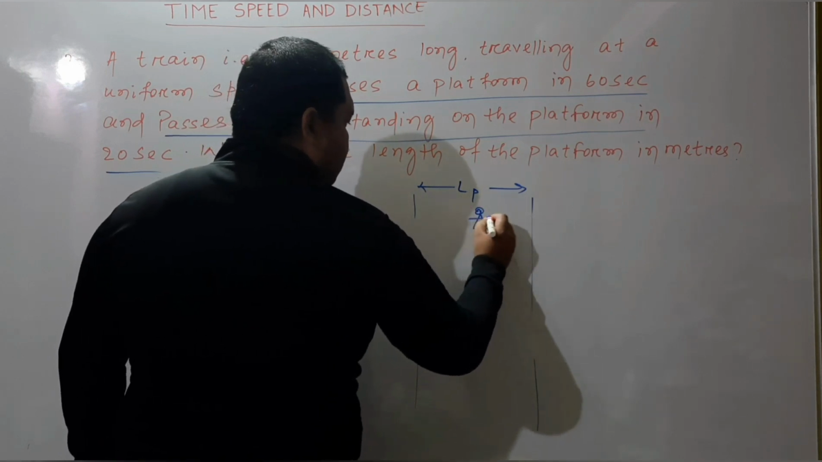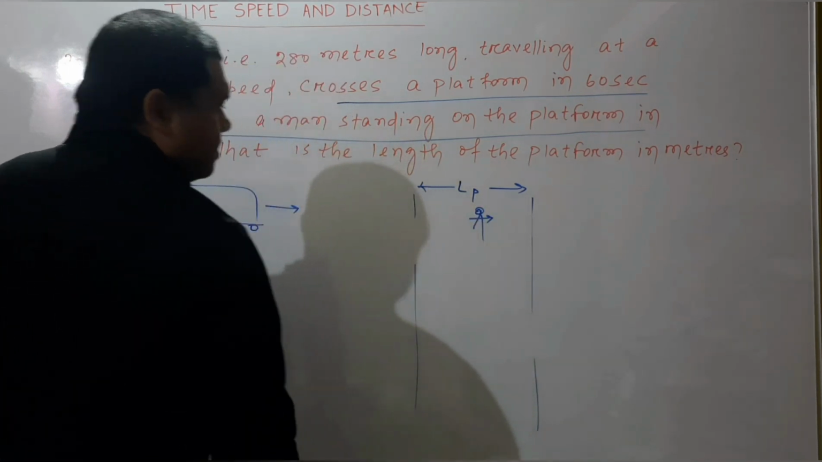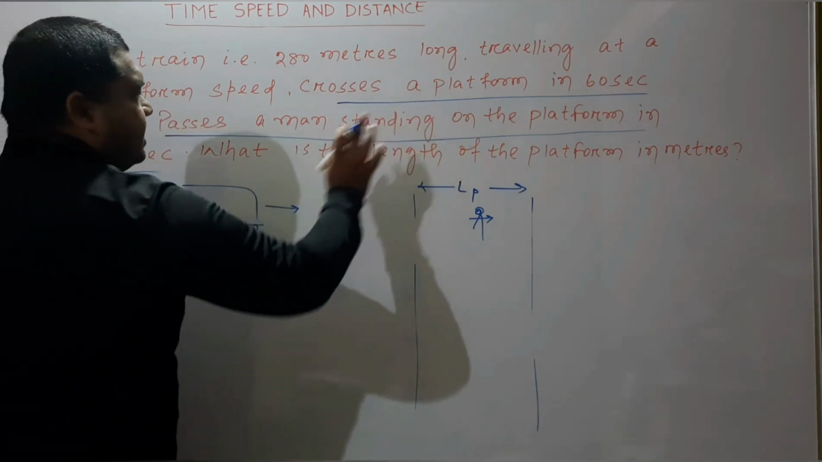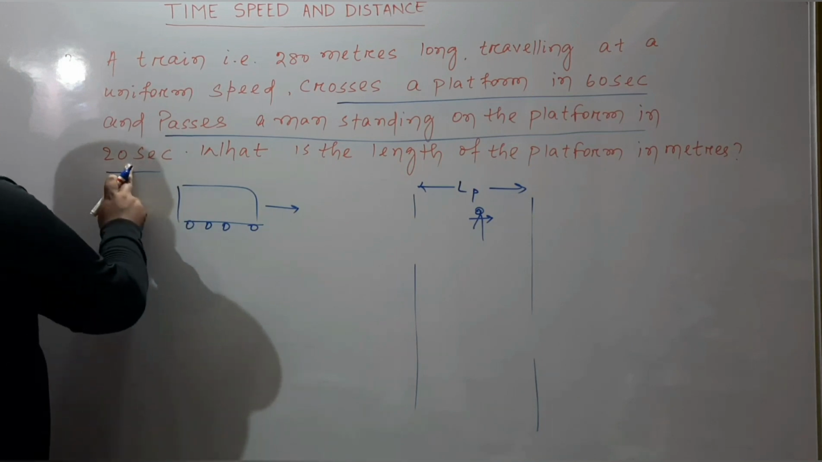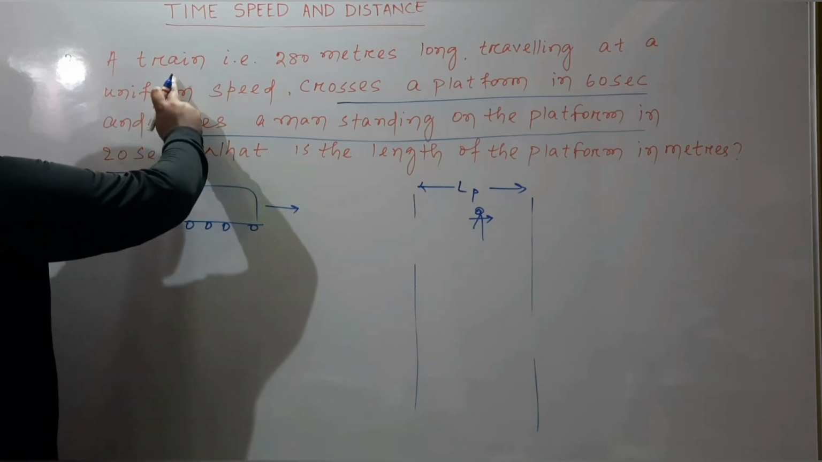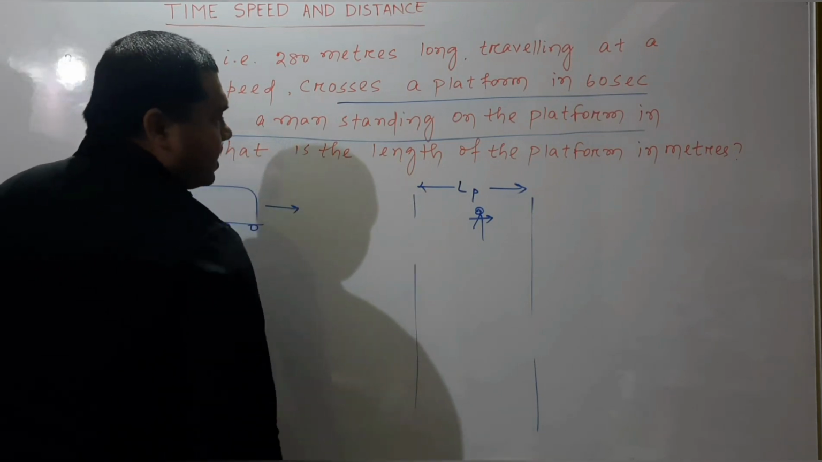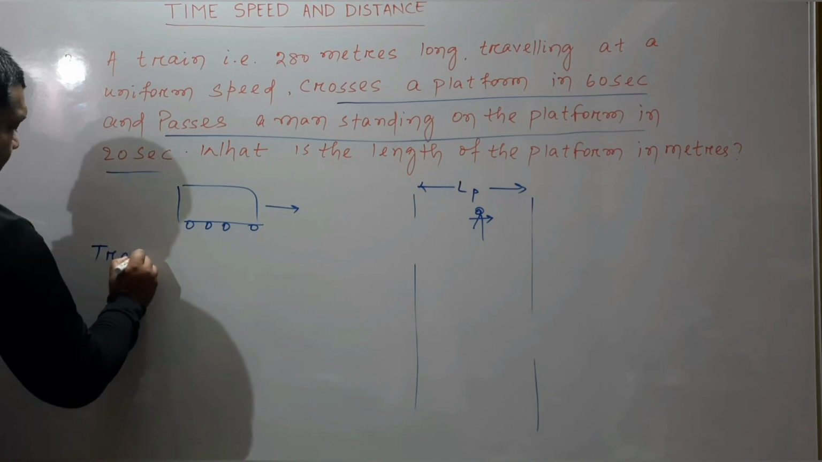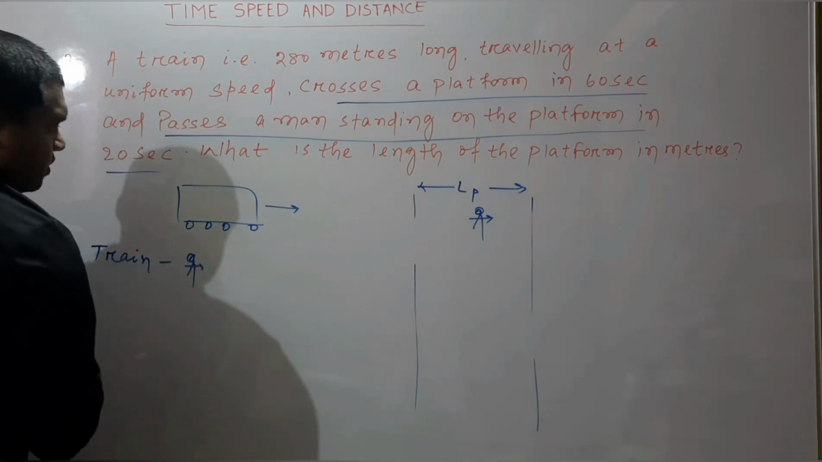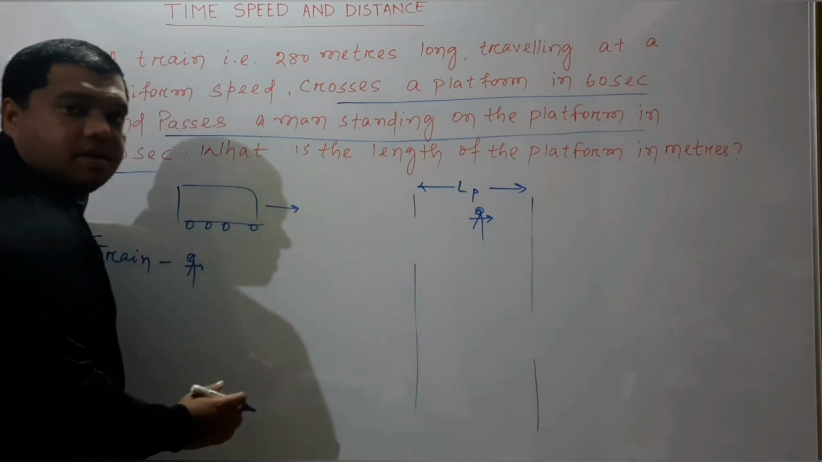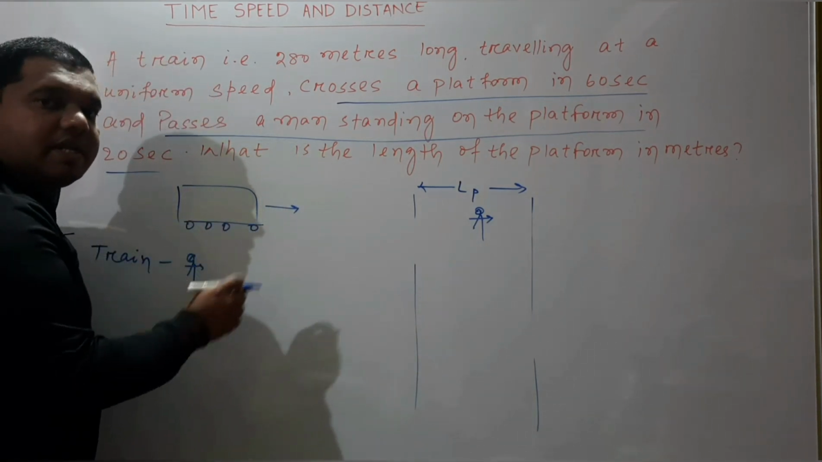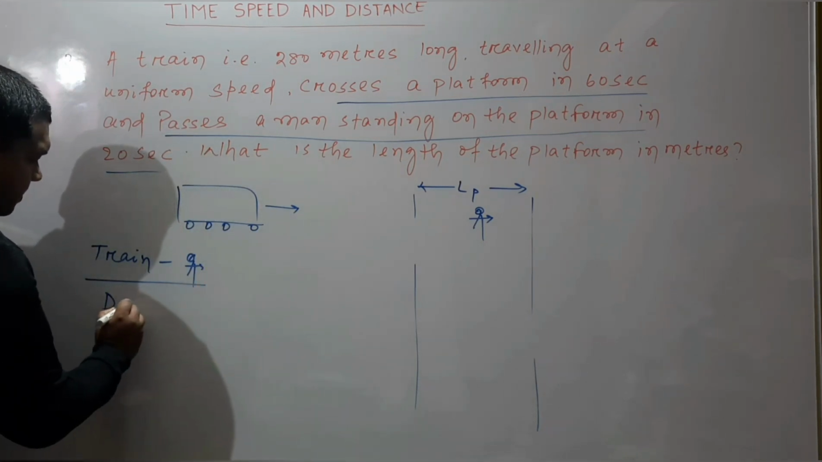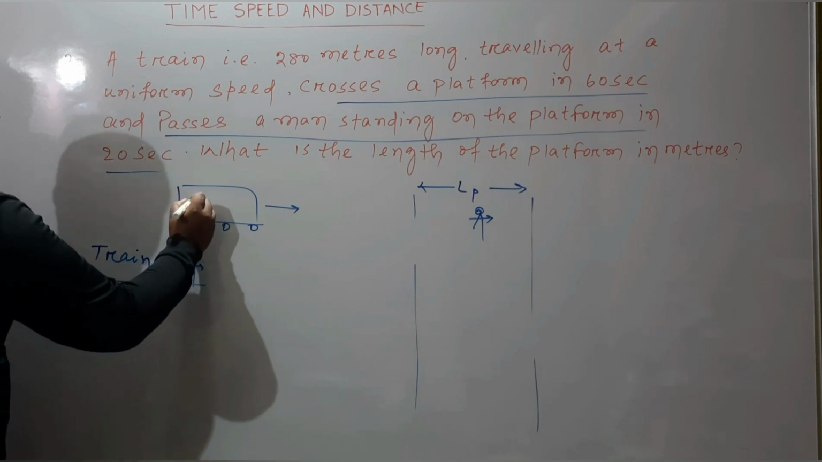A man is standing on this platform. It is given that the train passes the man standing on the platform in 20 seconds, and the train passes this platform in 60 seconds. Time is given. So from the train and man relationship, to pass this man, how much distance will the train travel? That is equal to its own length. So for this case distance is the train length, that is equal to 280 meter.